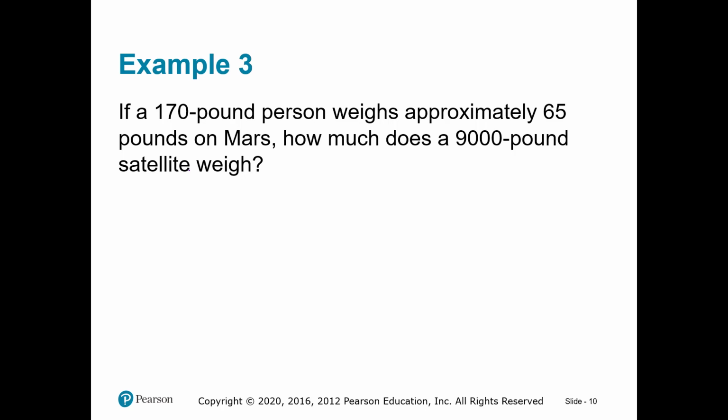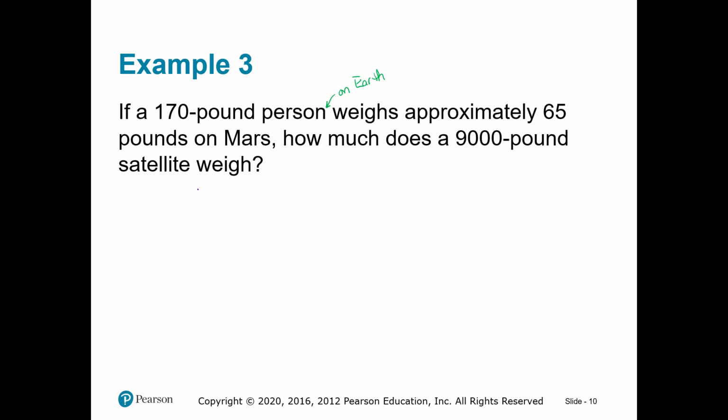I have a 170-pound person, and they didn't say where this person is, but we have a 170-pound person, weighs approximately 65 pounds on Mars. And they want to know how much does a 9,000-pound satellite weigh. Okay. I'm assuming this person is on Earth. They didn't say it, so I'm assuming that this person on our planet weighs 170 pounds. And on Mars, they weigh 65 pounds, right? And they want to know how much does a 9,000-pound satellite weigh.